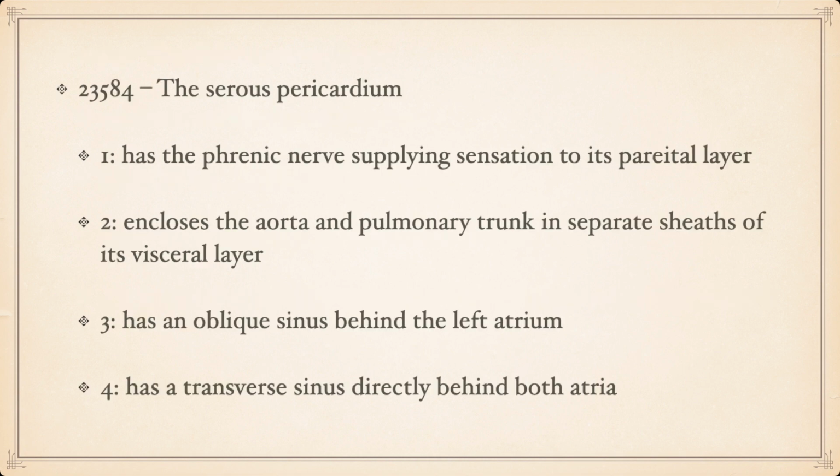Okay, next question. The serous pericardium has the phrenic nerve supplying sensation to its parietal layer, encloses the aorta and pulmonary trunk in separate sheaths of its visceral layer, has an oblique sinus behind the left atrium, and has a transverse sinus directly behind both atria. I'll let you have an answer.